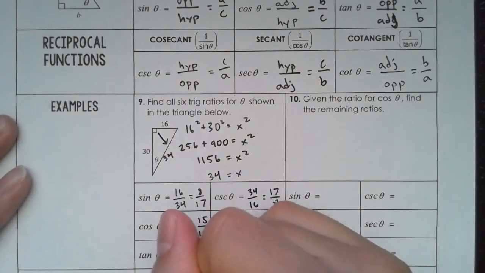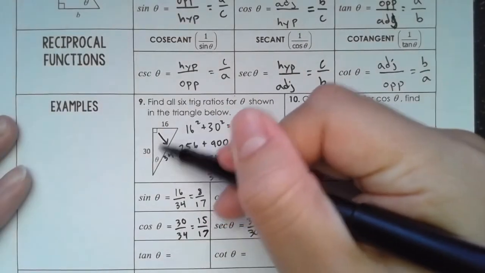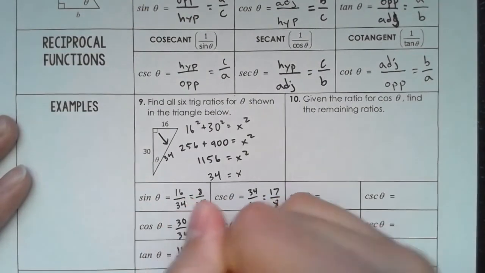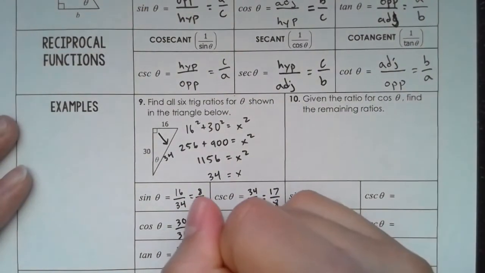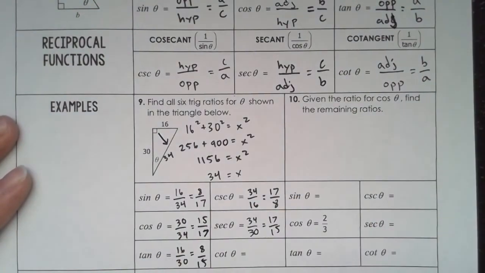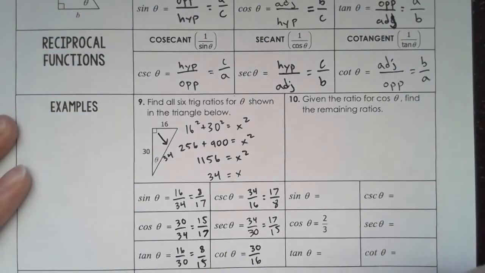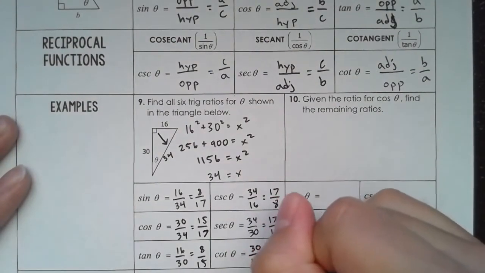Tangent is opposite over adjacent, so 16 over 30. And then you can simplify this to 8 over 15. Cotangent is the reciprocal, 30 over 16, and then that simplifies to 15 over 8.